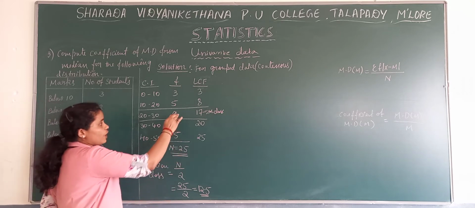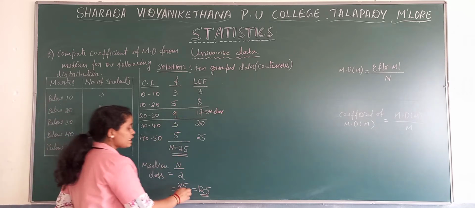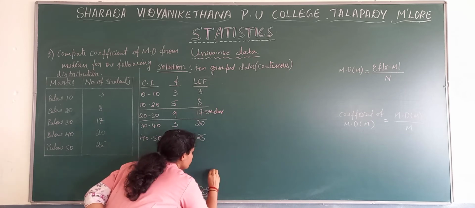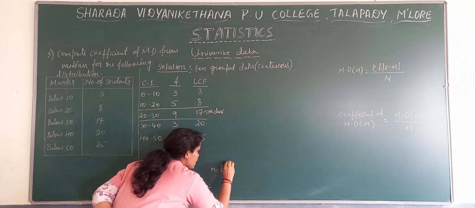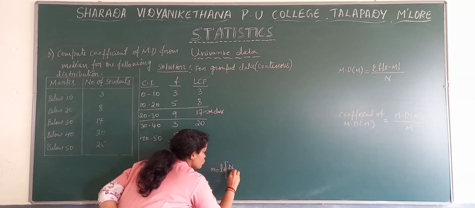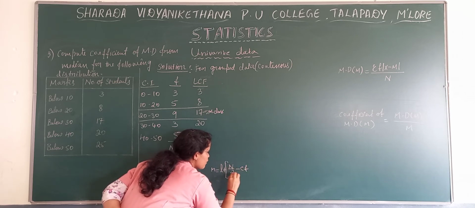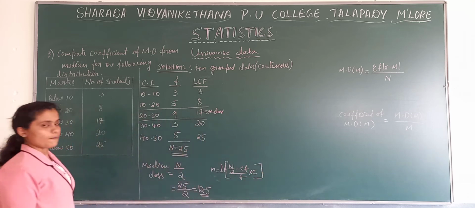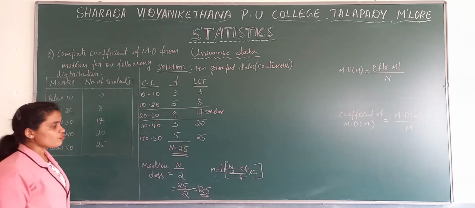After identifying the median class, now you apply the median formula. Median is equal to L plus n by 2 minus CF divided by frequency into C. This is the median formula.